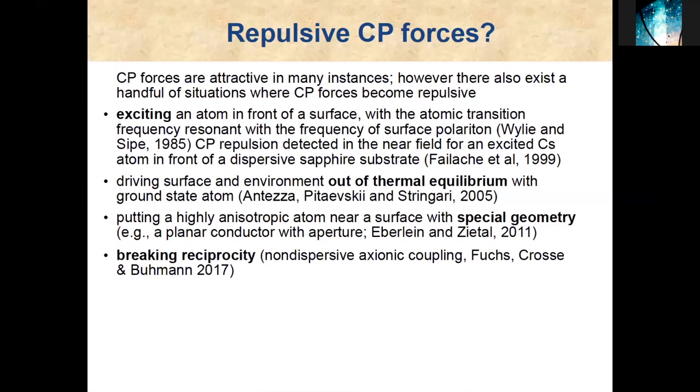And recently there was also a theoretical mechanism proposed which relies on breaking the reciprocity of the system. This was put forward by Fuchs, Crosse and Buhmann in 2017, and explicitly they look at this scenario in the context of axionic topological insulators. They find that the breaking of reciprocity, and I'll explain what reciprocity means on the next slide, yields an additional non-reciprocal channel to the interaction, which allows one to tune the force to repulsion. They looked at the case where the axionic coupling is non-dispersive.